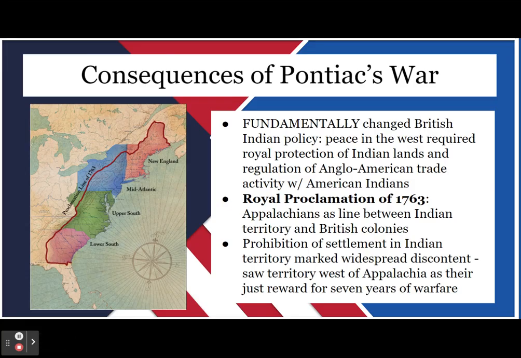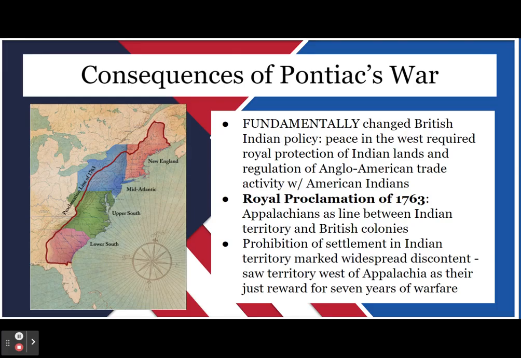They realized how expensive it was going to be to manage these new colonies. They realized they would need essentially a permanent British troop presence if they wanted to protect their colonies from hostile Native American groups. And if they wanted to prevent skirmishes from happening between colonists who are trying to encroach on Native American land, which we know we see from the British colonists fairly frequently. So peace in the West was going to require royal protection of Indian lands, and they were going to need to regulate Anglo-American trade and trade activity with American Indians.